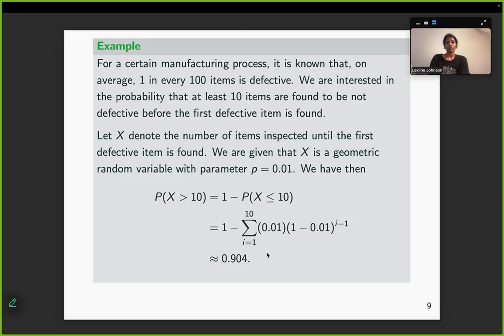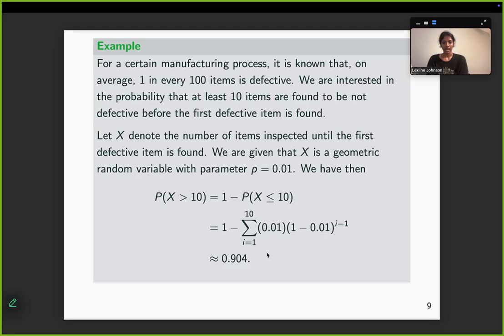And here is an example of using geometric random variables. Say we have a certain manufacturing process, and it's known that on average, 1 in every 100 devices is defective. We are interested in knowing the probability that at least 10 items are found to not be defective before the first defective item is found.